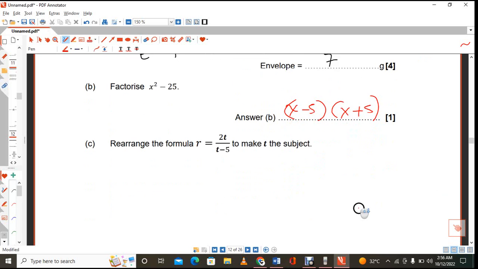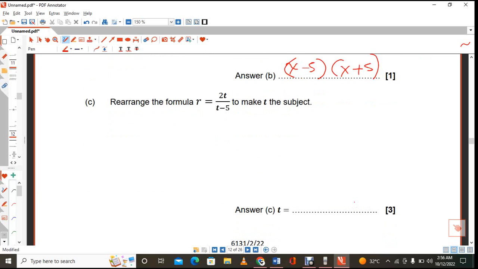Part C, you're supposed to make T the subject of the formula. So first of all, you put brackets around this expression, so you're going to say T minus 5. You can put this over 1 if you want to. You can now have a sort of cross multiplication going on. So R(T minus 5) equals 2T.